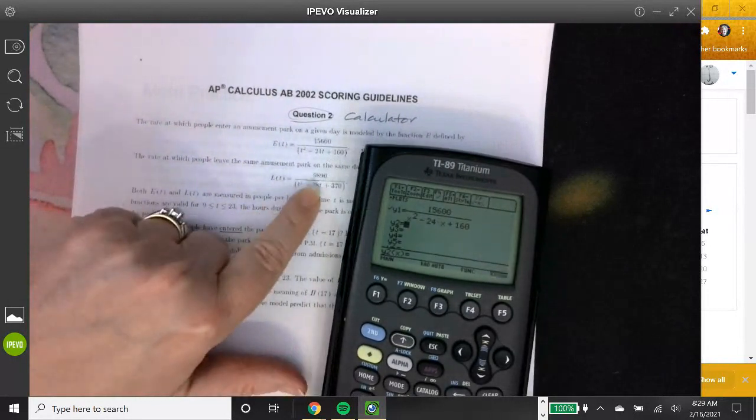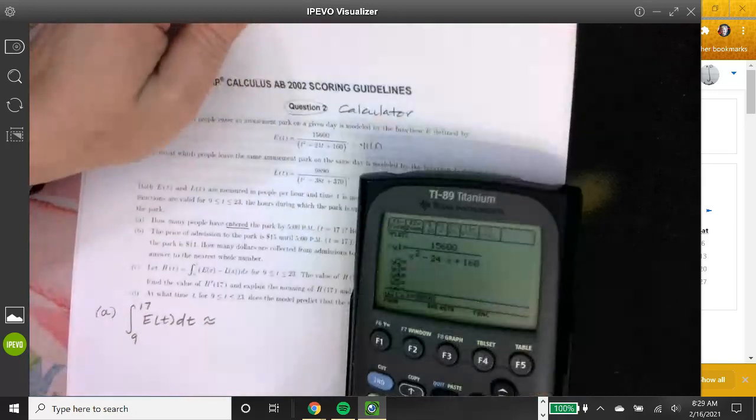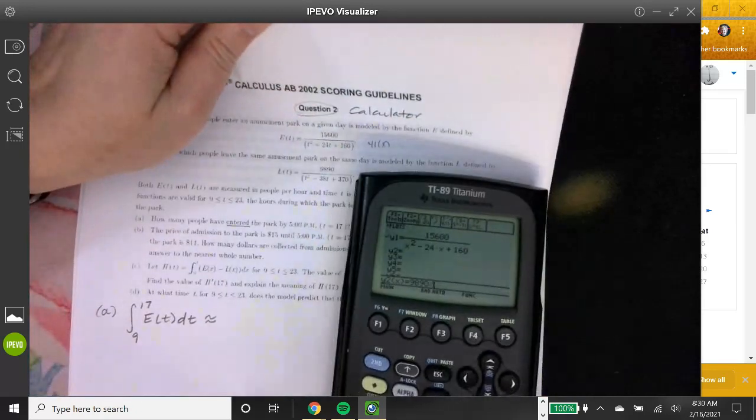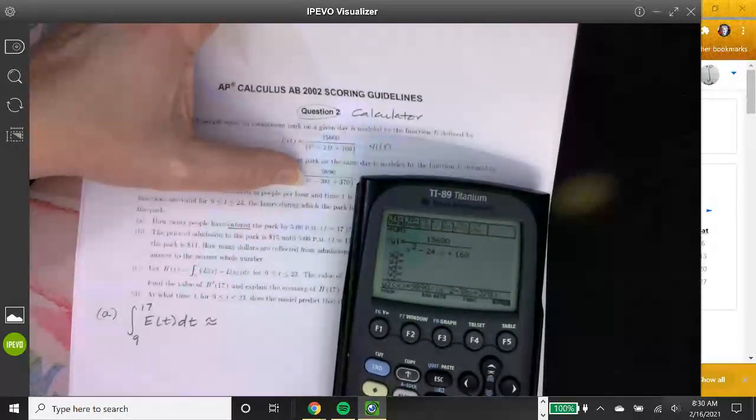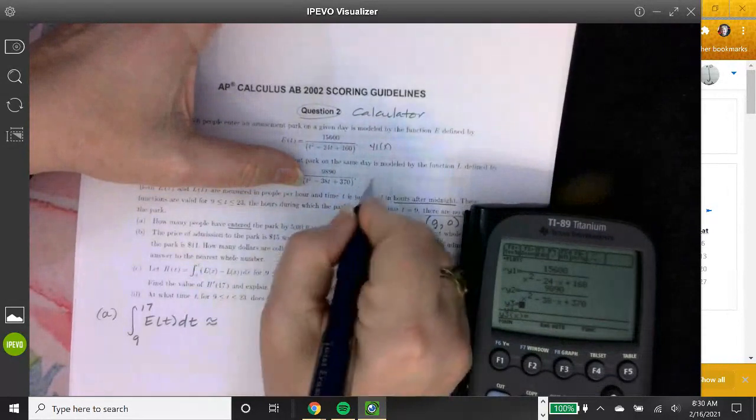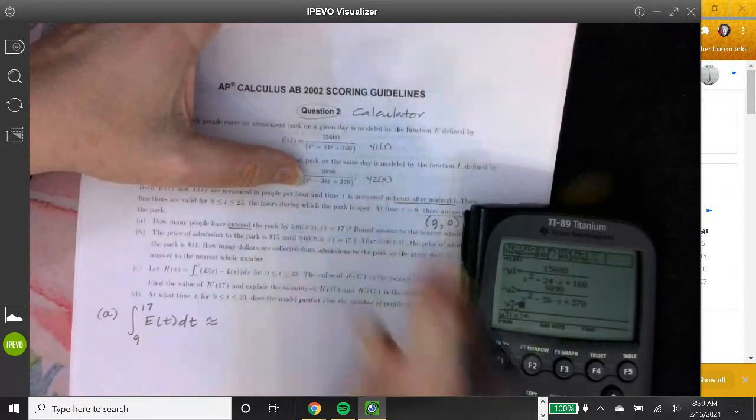That's going to be 9890 divided by parentheses x to the second minus 38x plus 370, close. And I put this in y2 of x just for my memory.